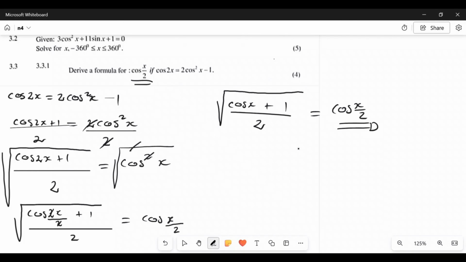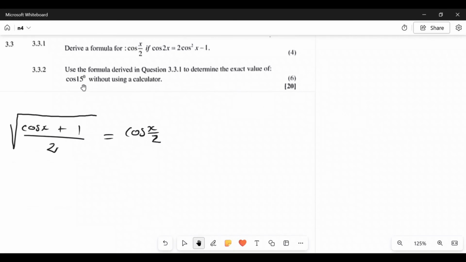Right, people, we are done with 3.3.1. Let's look at 3.3.2. The question on 3.3.2 goes like this: use the formula derived in 3.3.1 to determine the exact value of cos 15 degrees without using a calculator. So what they want from this question, guys, is for us to use the equation that we derived in 3.3.1, which is the one that I left here, to calculate cos 15 degrees without using a calculator.